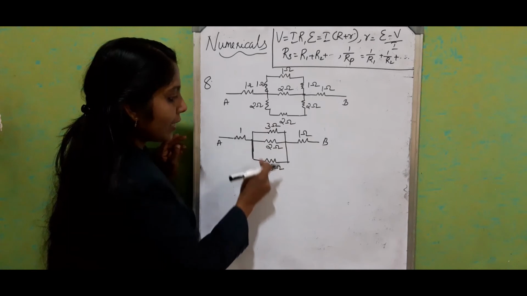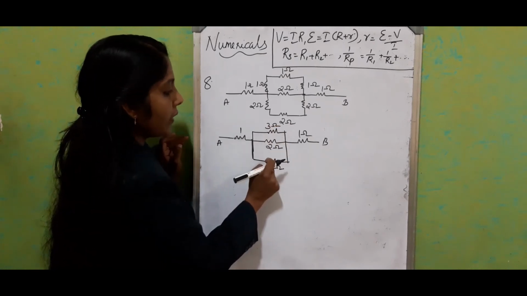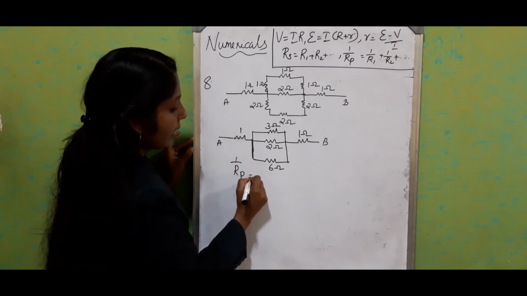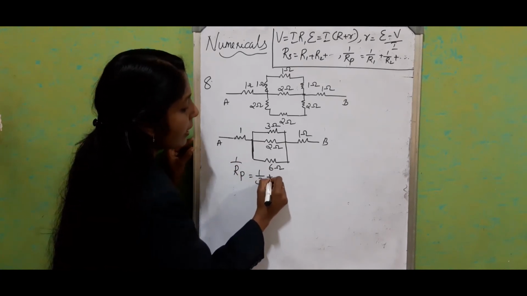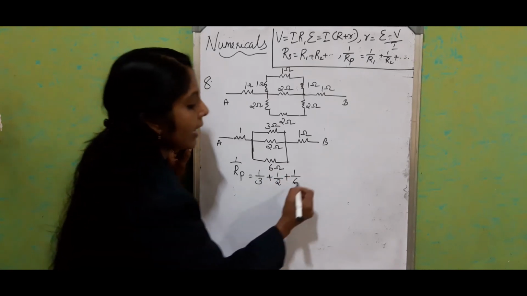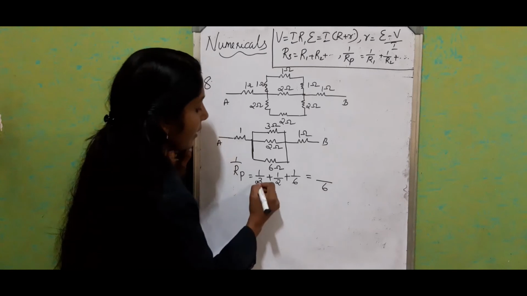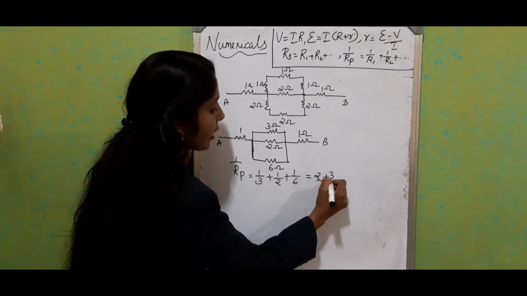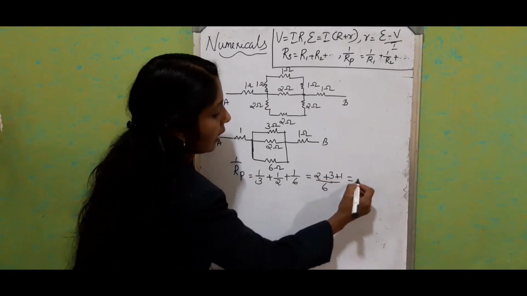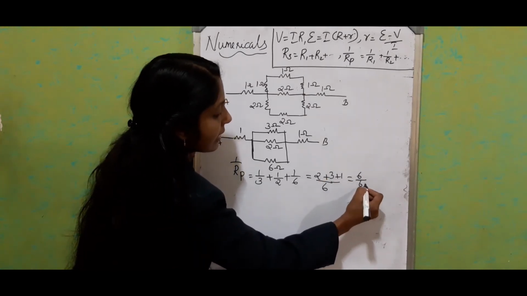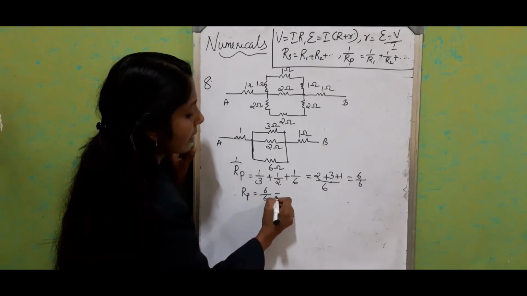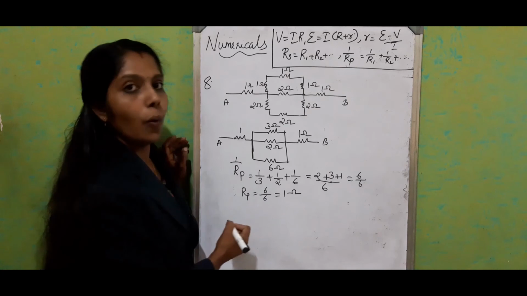Okay. Now it's easy to solve it, no? So how can we solve this? 1 by Rp is equal to 1 by 3 plus 1 by 2 plus 1 by 6. Take 6 as the LCM. Here we'll get 2 plus 3 plus 1, so that's equal to 6 divided by 6. So Rp is equal to 6 divided by 6, which is 1 ohm. Okay.